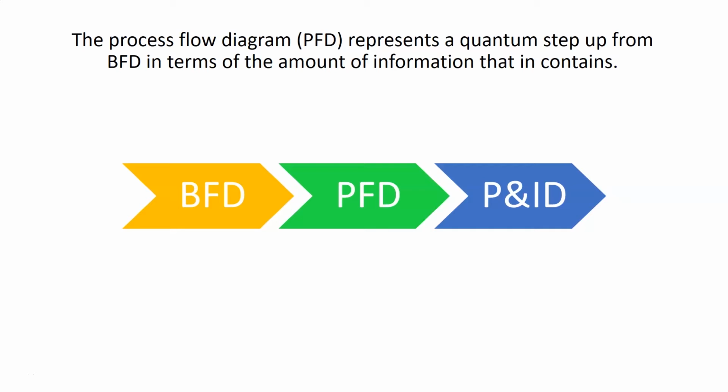The process flow diagram, or PFD, represents a quantum step up from the BFD in terms of the amount of information that it contains. The PFD contains the bulk of the chemical engineering data necessary for the design of the chemical process, leading to development of the P&ID.